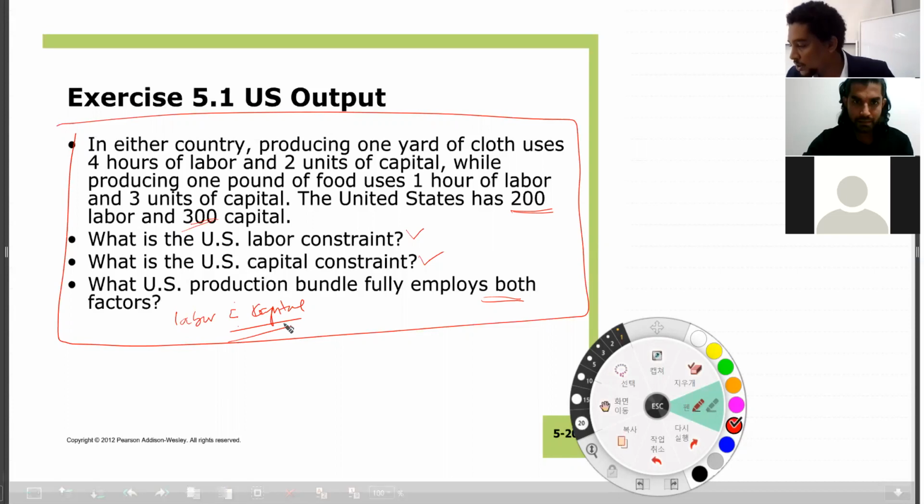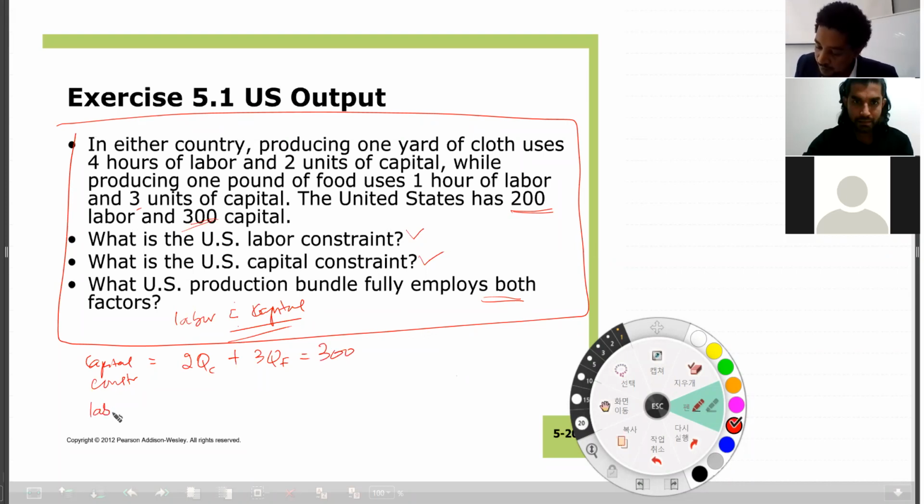So just exercise this using the numbers given. Okay, so I will give you the equations for the capital and labor constraints. The capital constraint we have is: capital for clothes is 2 units of capital, plus capital for food is 3 units of capital here. Okay, so that is equal to how much? The United States has 200 for labor and 300 of capital. So this is 300, right?